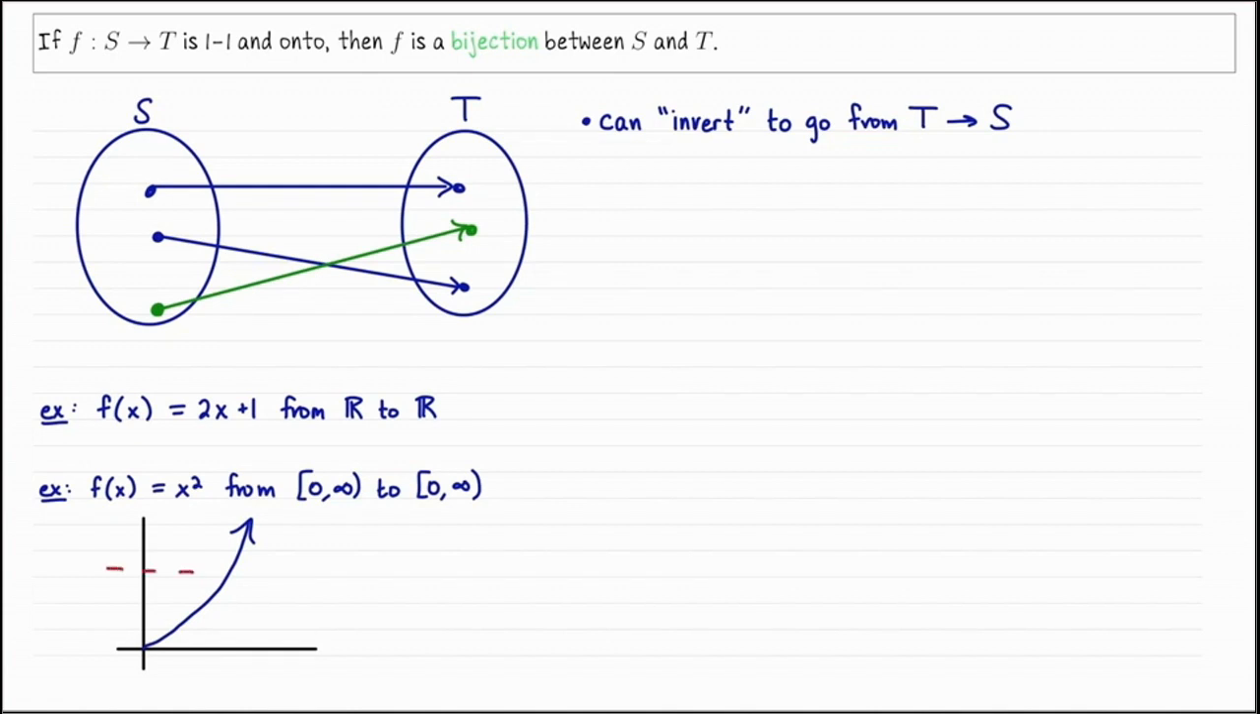You can actually describe that as passing a horizontal line test. So every output gets sent to exactly one input. And we also cover the entire target space from 0 to infinity. So this would be a bijection from the set of non-negative numbers back to the set of non-negative numbers.